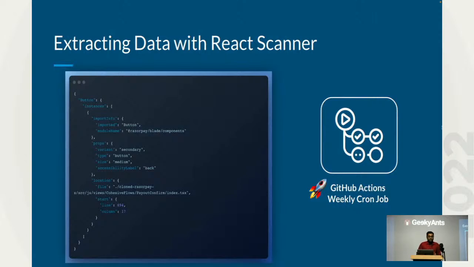You get to know what it's imported like. You get to understand every single prop that the customer has used on that button. In this case, it was a secondary variant with a type as button and size medium. You also get to know the exact file where they use it and the exact line where they use it. And this is true for every single component usage across every single project.